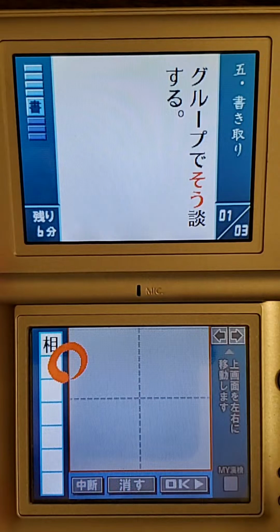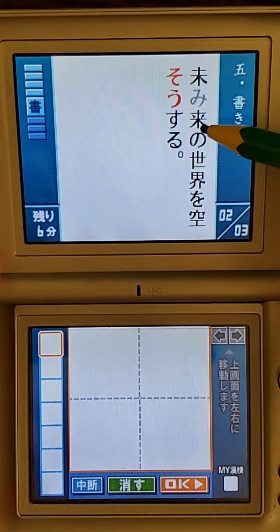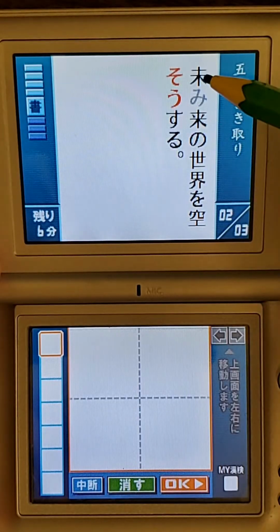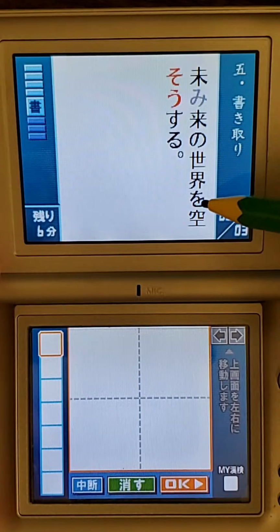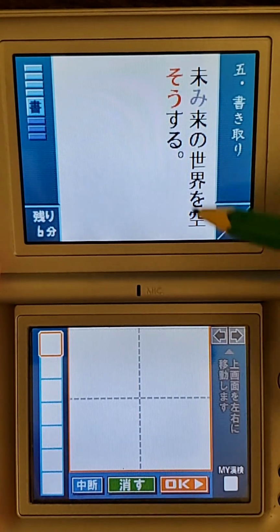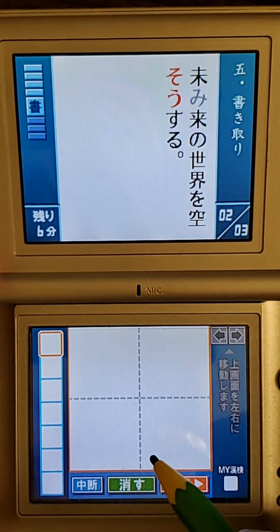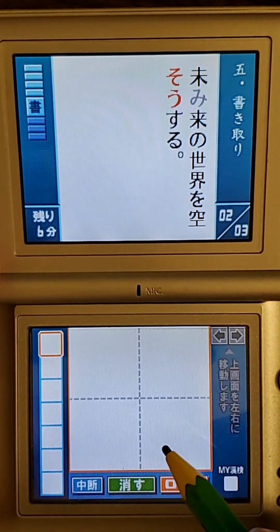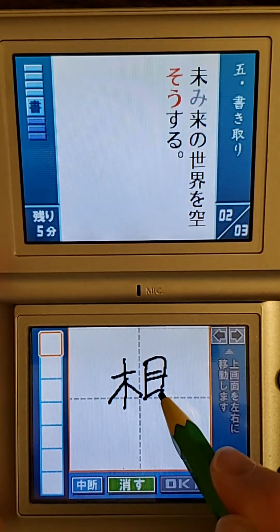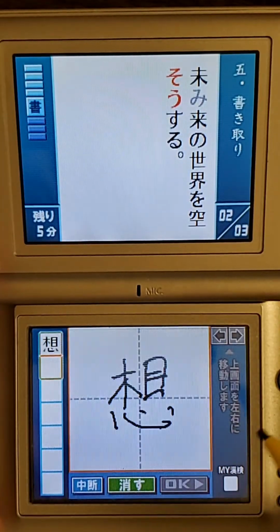So the future world, kuso, I guess we imagine. Kuso. Not kuso, kuso. So we put tree, eye, and then hearts.